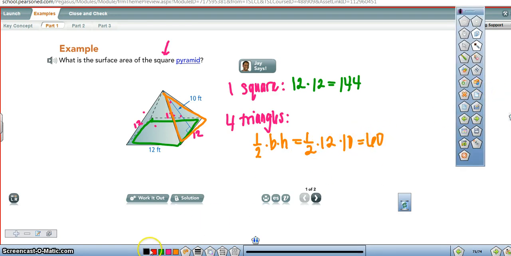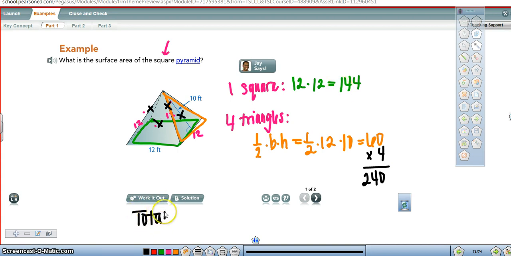And we're going to end up multiplying this by 4 because we actually have 4 triangles all the way around our pyramid. This would be a total of 240 plus our 144. So the total surface area would be 384 feet squared. We're finding area again, so we label feet squared.